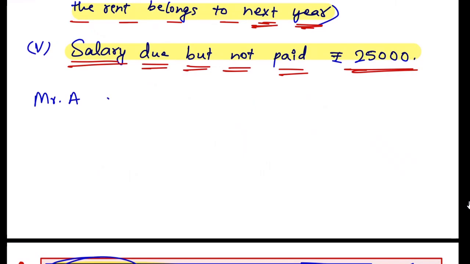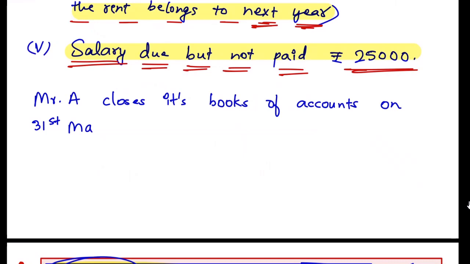Mr. A closes his books of accounts on 31st of March 2023. Oh, sorry. It was December 31st, 2023.